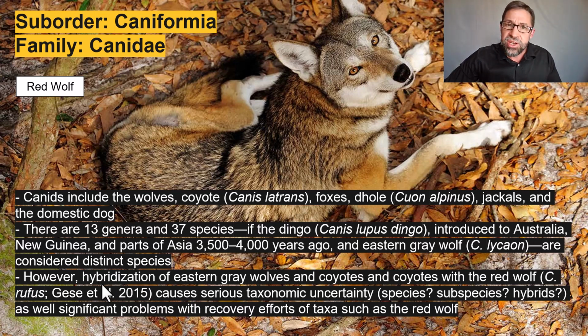So hybridization is really an issue with the canids. Eastern gray wolves and coyotes will hybridize, as well as coyotes and red wolves, causing serious taxonomic uncertainty. Are these hybrids a species, a subspecies? Should we be lumping the coyote and the red wolf into a species as they produce viable, fertile offspring? It's that biological species concept, which gets a little bit mushy.